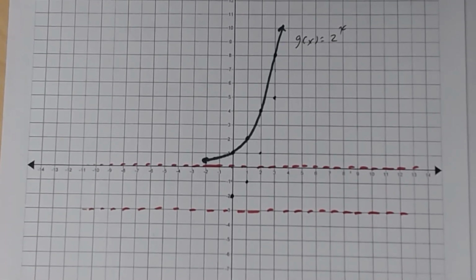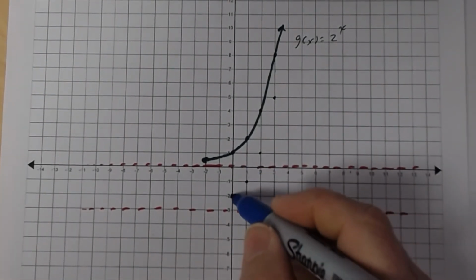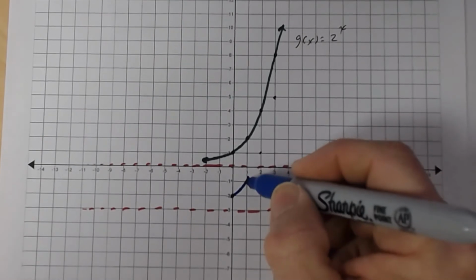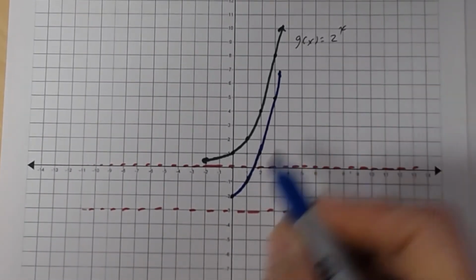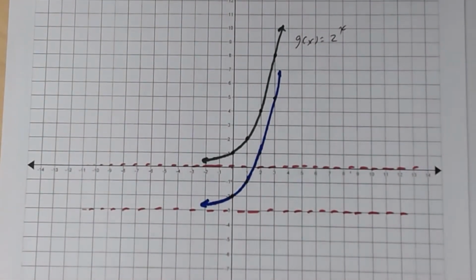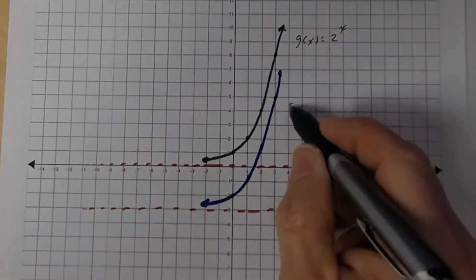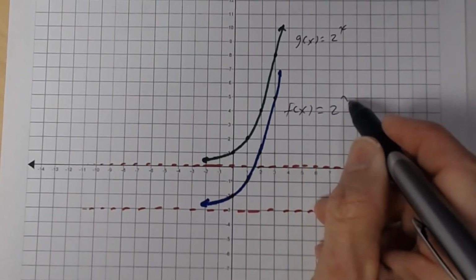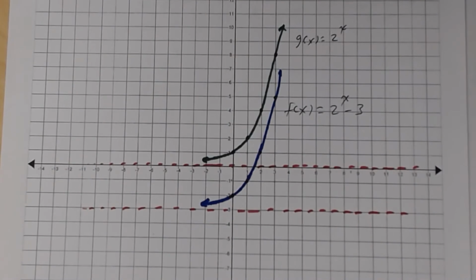And so now all you do is draw your exponential function. So that's what we get. Try and do the best I can here. And it goes towards the horizontal asymptote. Okay, so what I just graphed, this right here, is f of x equals 2 to the x minus 3.